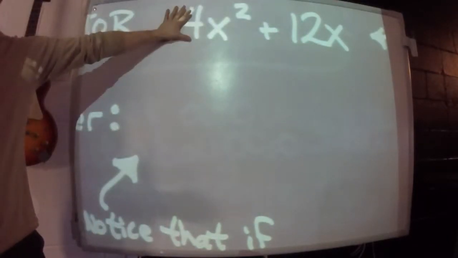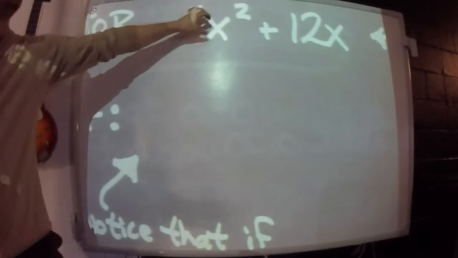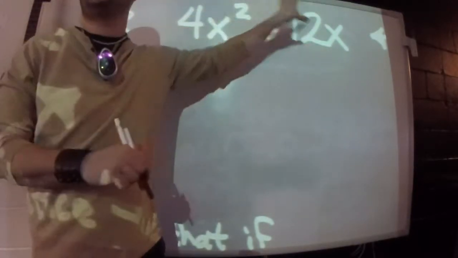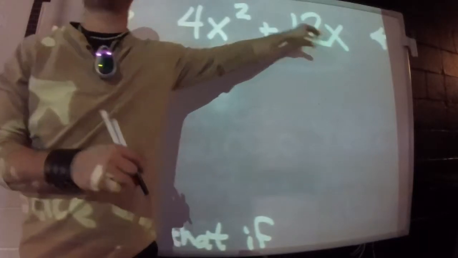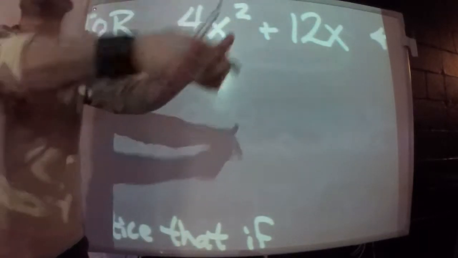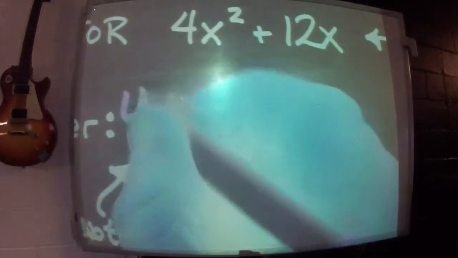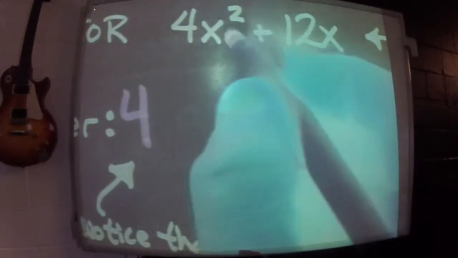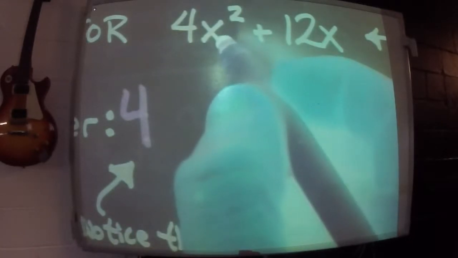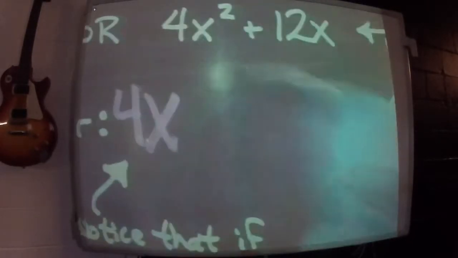Both of these pieces have an x on them. This is an x squared. This is an x. If both pieces have an x, not only can I undistribute a 4, I can undistribute an x. So I'm going to put my 4, but since they both have an x, even though this is x squared, that's just like a better x. I'm going to put 4x outside the parenthesis.